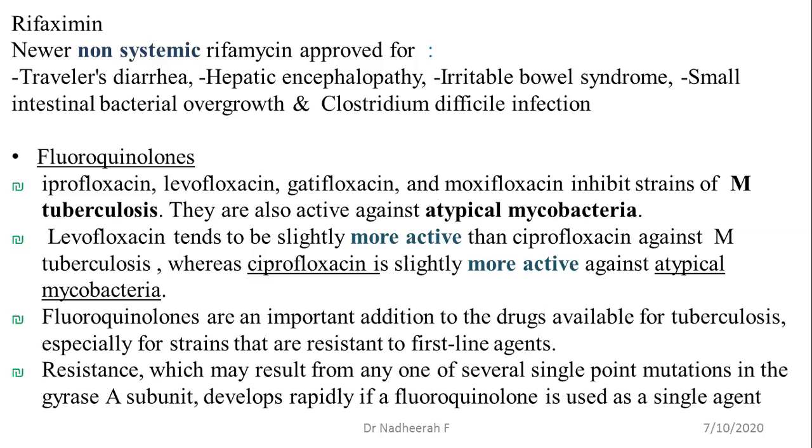Fluoroquinolones are an important addition to the drugs available for tuberculosis, especially for strains that are resistant to first-line agents. Resistance may result from any one of several single point mutations in the gyrase A subunit, and it develops rapidly if fluoroquinolones are used as a single agent.